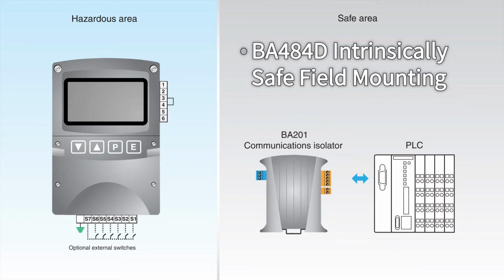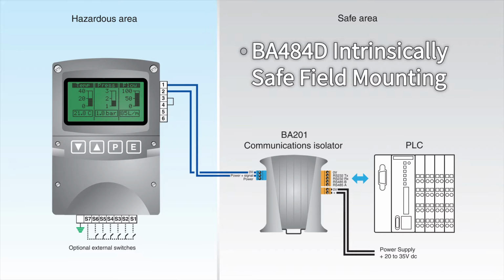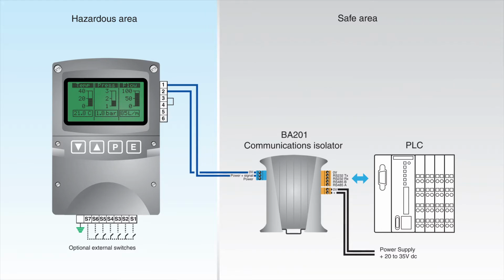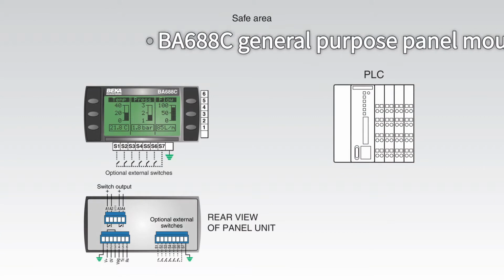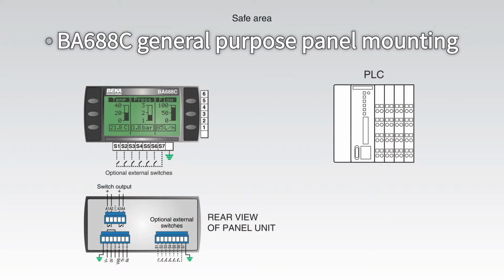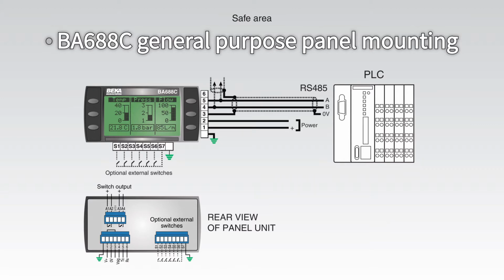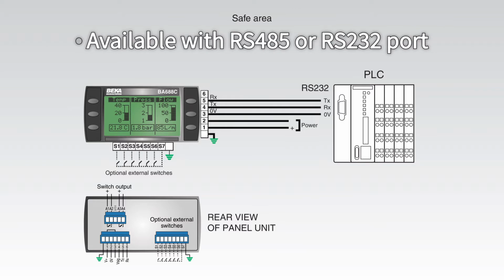Connections for the field-mounted BA484D are identical apart from the fact that they are concealed behind a terminal cover to ensure IP66 is maintained. Safe area installation does not require an isolator, so connections for power and data are direct to the BEKA BA688C. In this picture, the terminal layout is shown, which is identical for general purpose and hazardous area models.